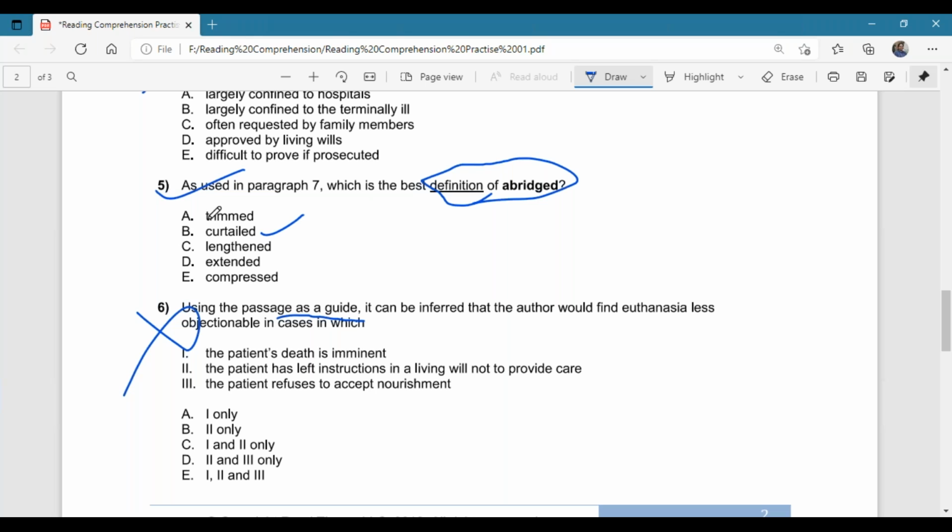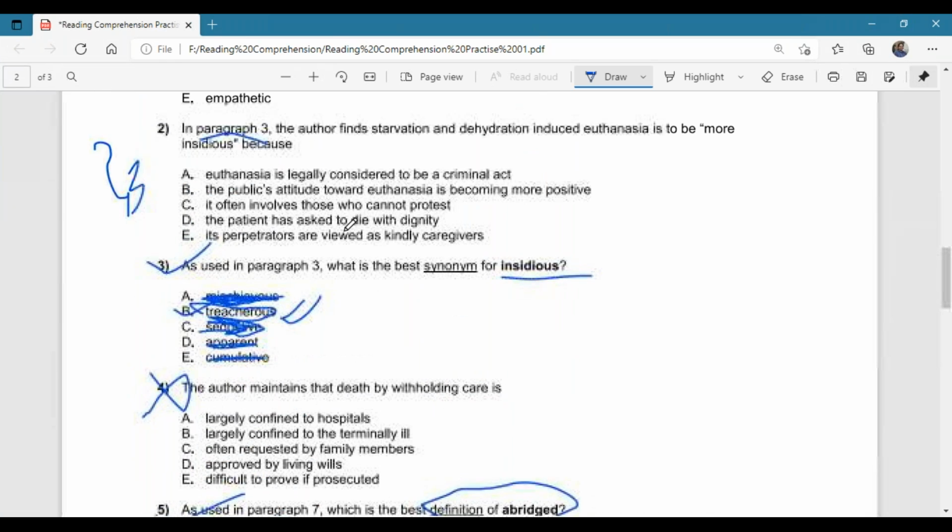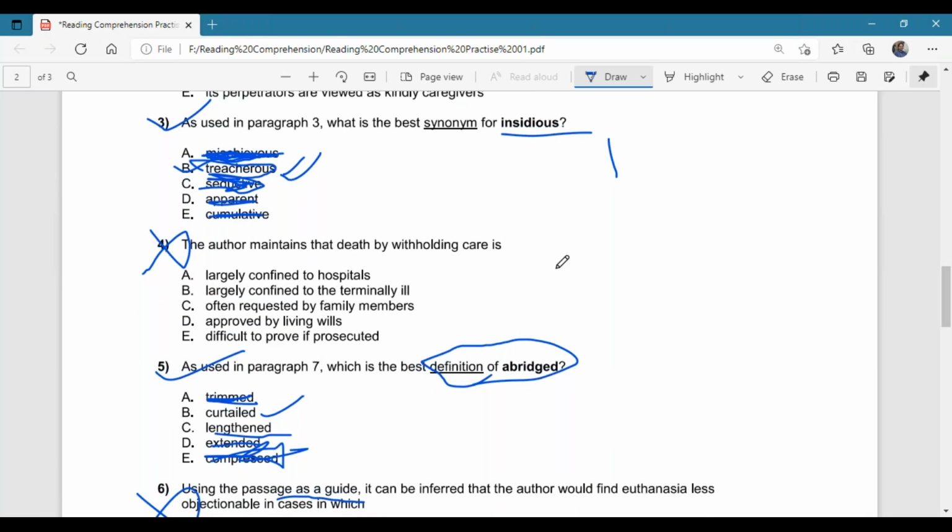Trimmed is a different one, in the sense to cut to fit exactly to that space. Lengthened means to increase, extended, compressed doesn't come under the picture. So we go with curtailed as the answer. So the best definition of abridged is curtailed. Okay, correct. See, without reading the passage, we got 1 mark here and 1 mark here, right?